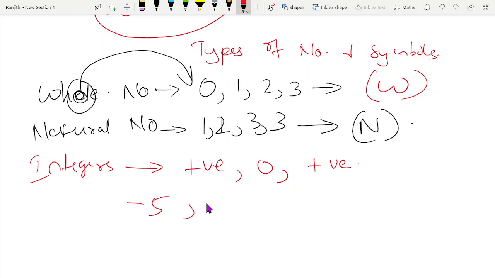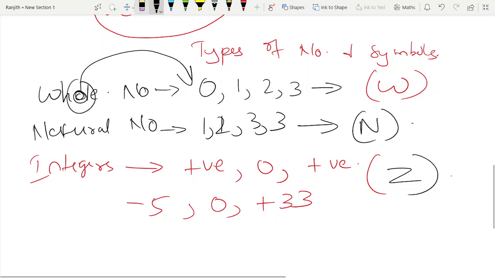It can be minus 5, it can be 0, it can be plus 33. Negative, 0 and positive. And it is represented by which symbol? Z. Some textbooks give I, but most preferable is Z. Okay, so remember these three: whole numbers, natural numbers, integers. By mistake you have written positive, 0 and positive. Here it should be negative.